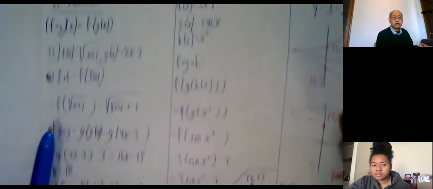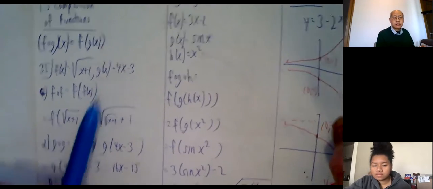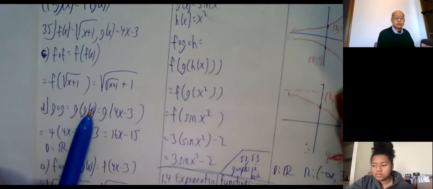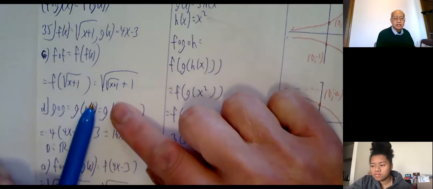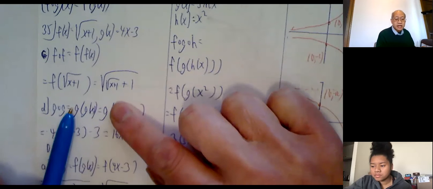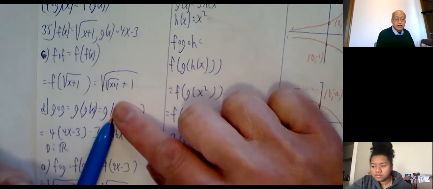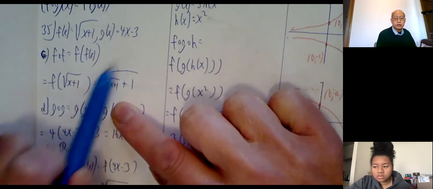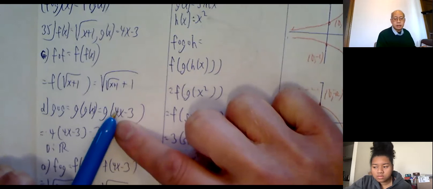Okay, G circle G. So G of G of x. The function is 4x plus 3. So the next step, I leave this outside G alone. I leave the left and right paren alone. Okay, you're supposed to do the innermost. And now instead of writing G of x, I write down what it's equal to. What is it equal to? 4x plus 3.